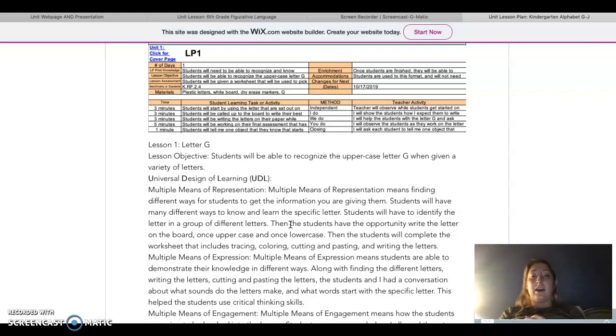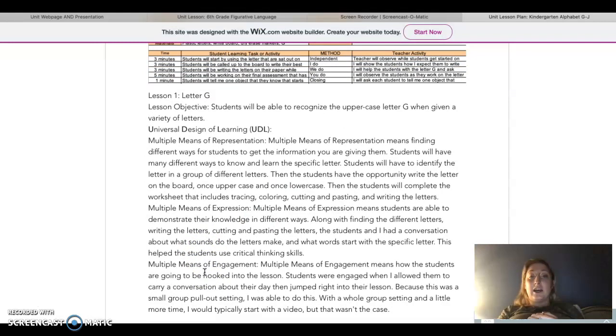And then for representation, the students had to complete the worksheet, which included tracing, coloring, cutting and pasting, and writing the letters. So they had multiple ways to see the letter. And then for expression, students were able to demonstrate their knowledge in different ways. One thing that I really liked that I came up with on the fly was the students had to give me the sound of the letter and one word that starts with the letter, I guess.